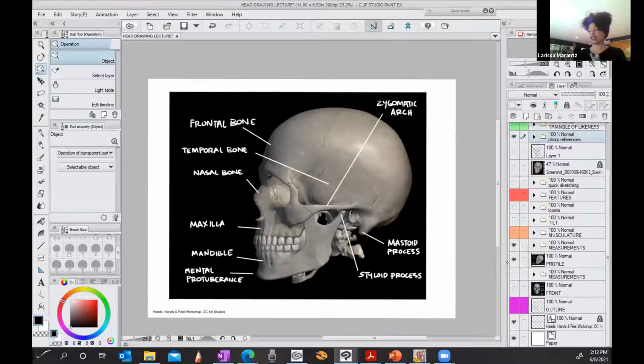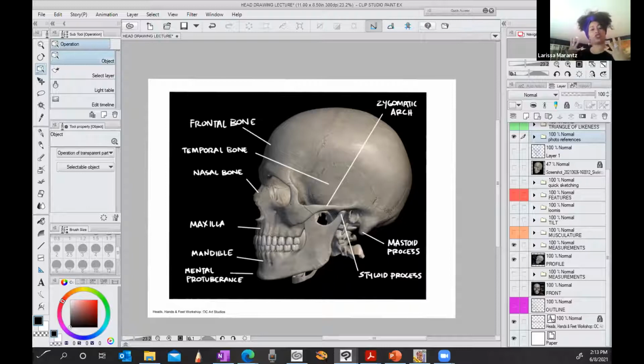So from the side, I want you to notice something. You can still see a lot of these things. The frontal bone, the temporal bone is actually right here on the side of your head. And then the zygomatic arch comes all the way back, right to your ear. You can still see the nasal bone and the maxilla and the mandible, and you can see the mental protuberance kind of coming out a little bit more. But the two things that you don't see from the front are the mastoid process and the styloid process.